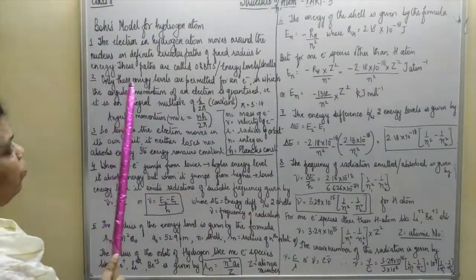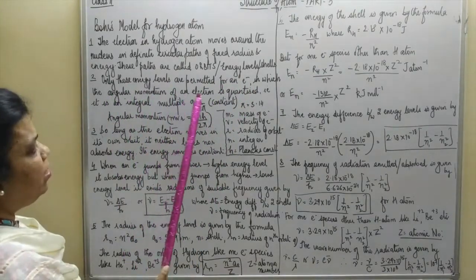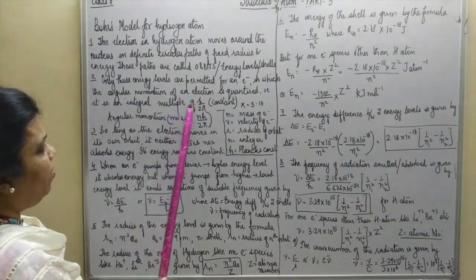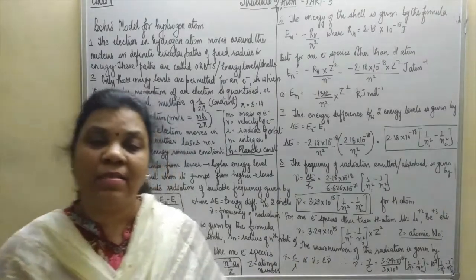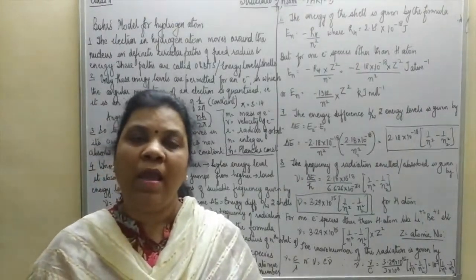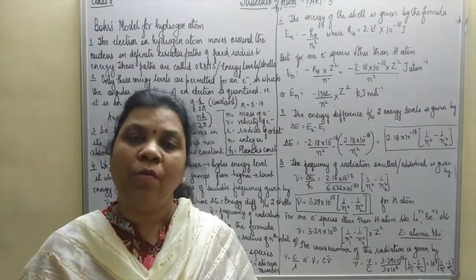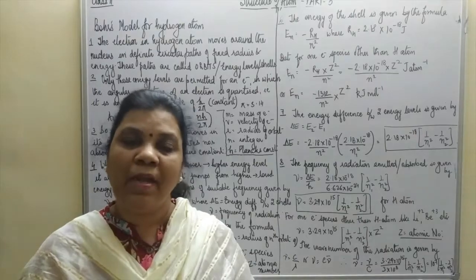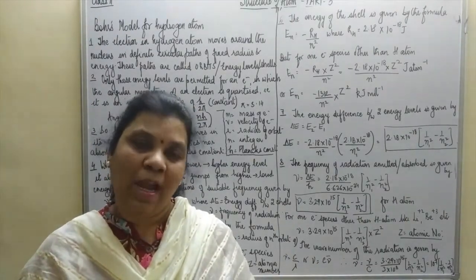Postulate number 2: only those energy levels are permitted for an electron in which the angular momentum of the electron is quantized, that is, an integral multiple of h upon 2 pi. This means that the electron cannot move in all energy levels. It will move only in those energy levels where its angular momentum is quantized, meaning it has a definite value.